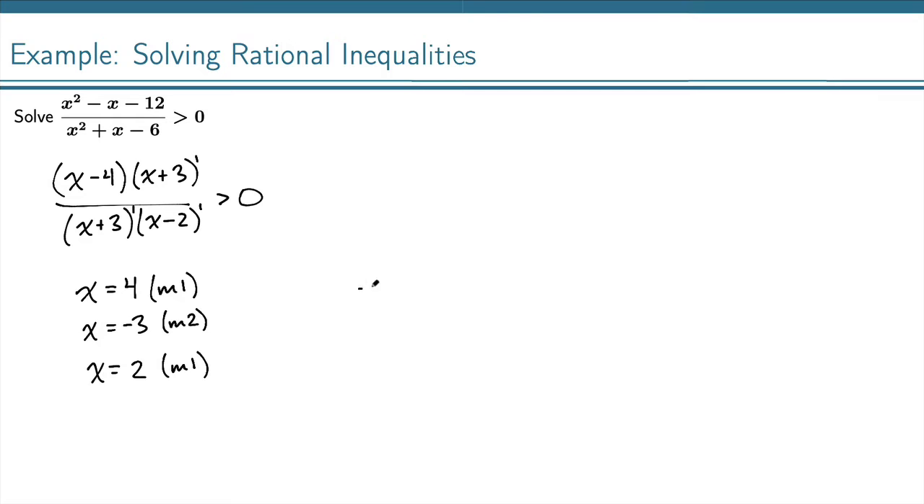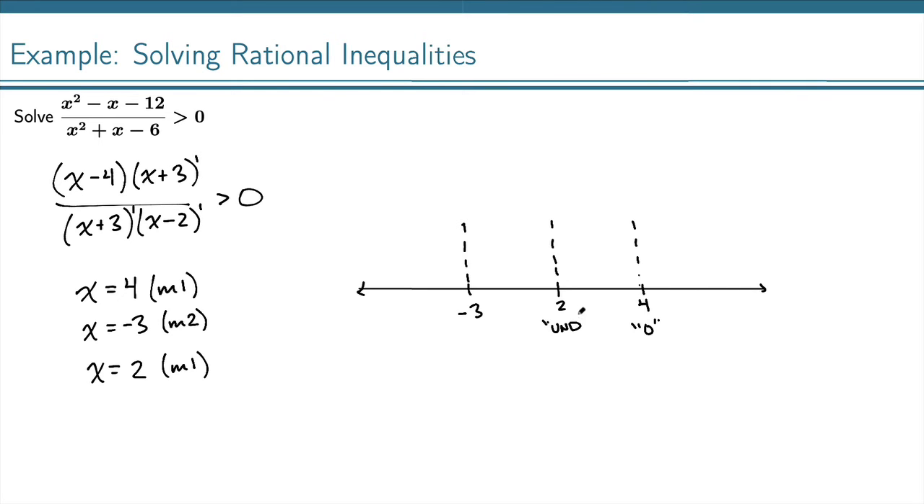Okay, I need to now plot these on a number line. I have negative 3, 2, and 4. This breaks my number line into 4 sections. I need to label these negative 3, 2, and 4 as either 0 or undefined. At 4, I know it's equal to 0 because that came from the numerator. And at 2, I know it's undefined because that came from the denominator.